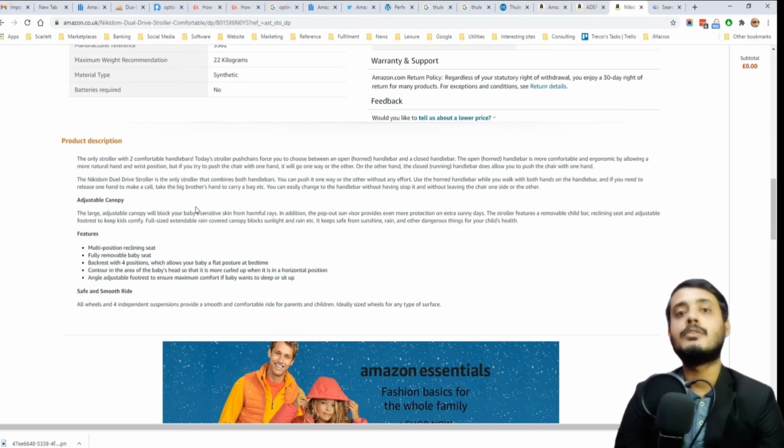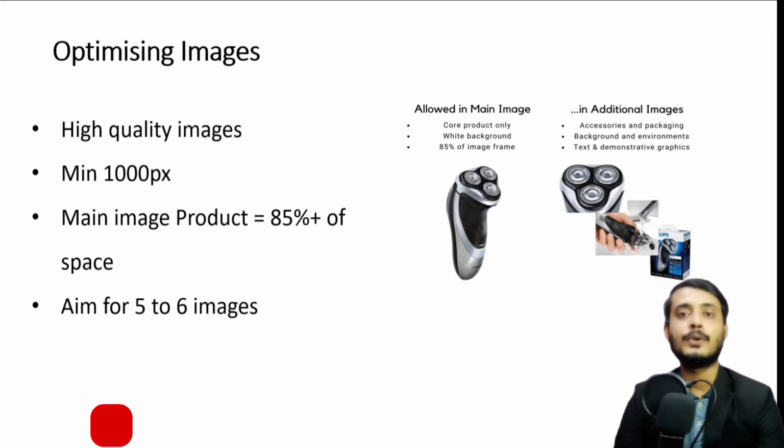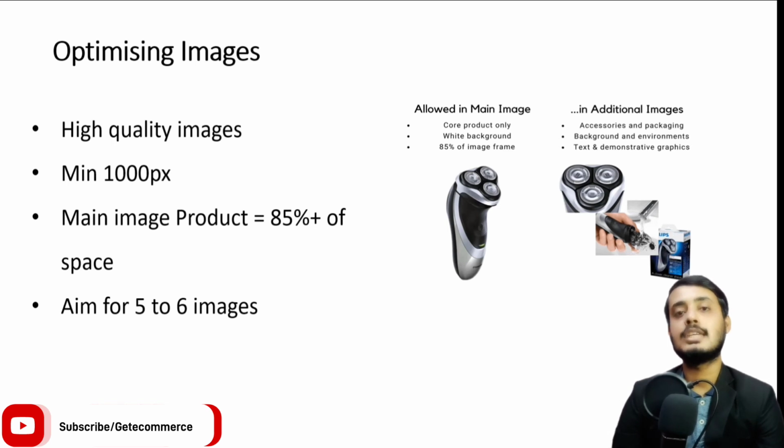The image thumbnail is what users will see in the search results, and it will have a large impact on your click-through rate and your listing. You should aim for 5 or 6 high-quality images. The minimum size you should be using for any of these images is 1000 pixels.